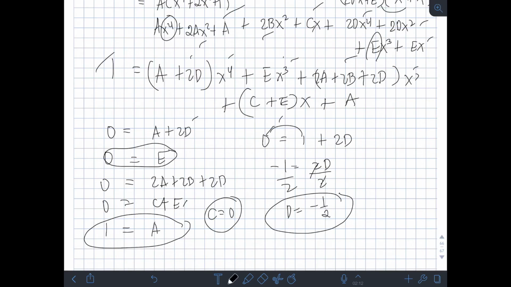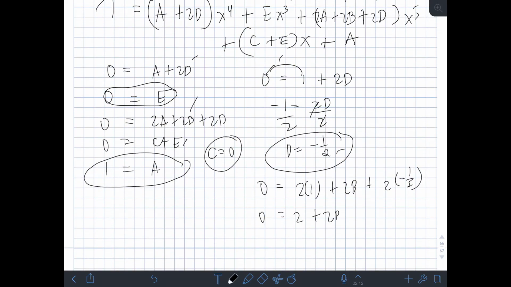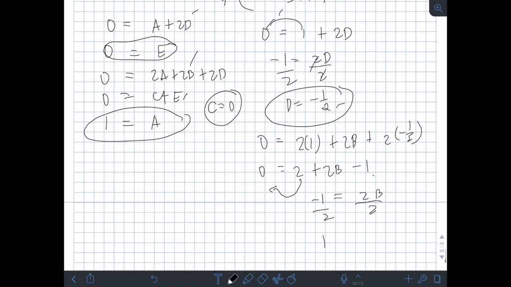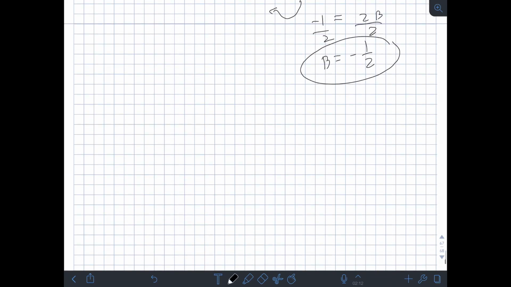So, ang kulang na lang is b. So, substitute natin. So, 0 is equal to 2 times a is 1 plus 2b plus 2, d is negative 1 half. So, we have 0 is equal to 2 plus 2b plus 2 times negative 1 half is negative 1. So, 2 minus 1 is 1. Transpose ko sa kabila, negative 1 equals 2b. Divide both sides by 2. We have b is equal to negative 1 half. So, kompleto na tayo.